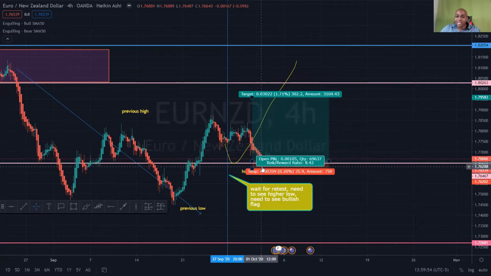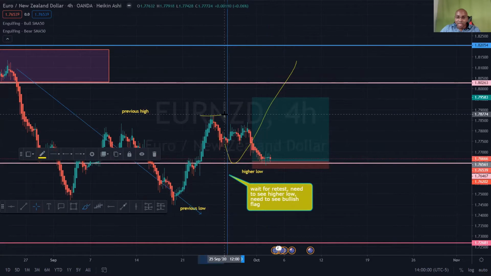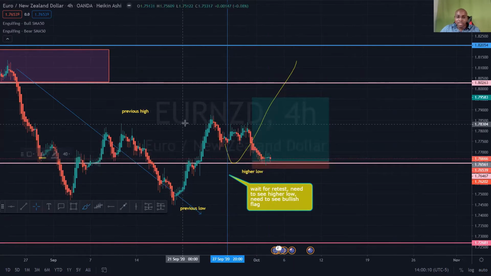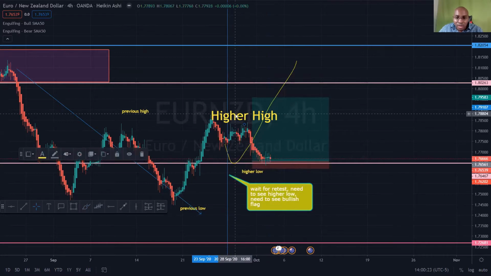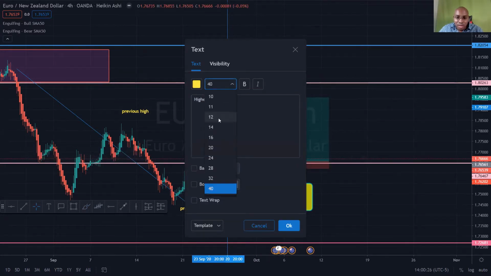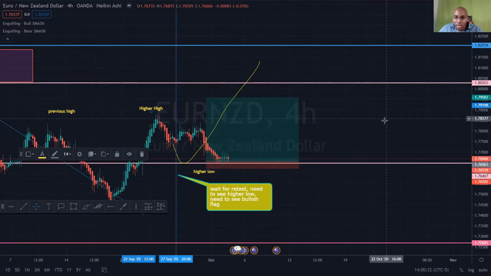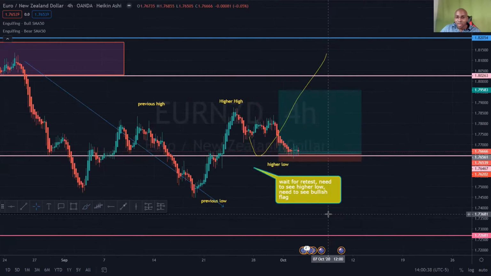When it shifted, it created a higher low. This was the previous low, and it created a higher low. So what we have right here is this higher high and a higher low right here, higher high right here, higher low. Let me put that in so you guys can see. Higher high, higher high right here, higher low. This is the basics of trading, right? Higher high, higher low.